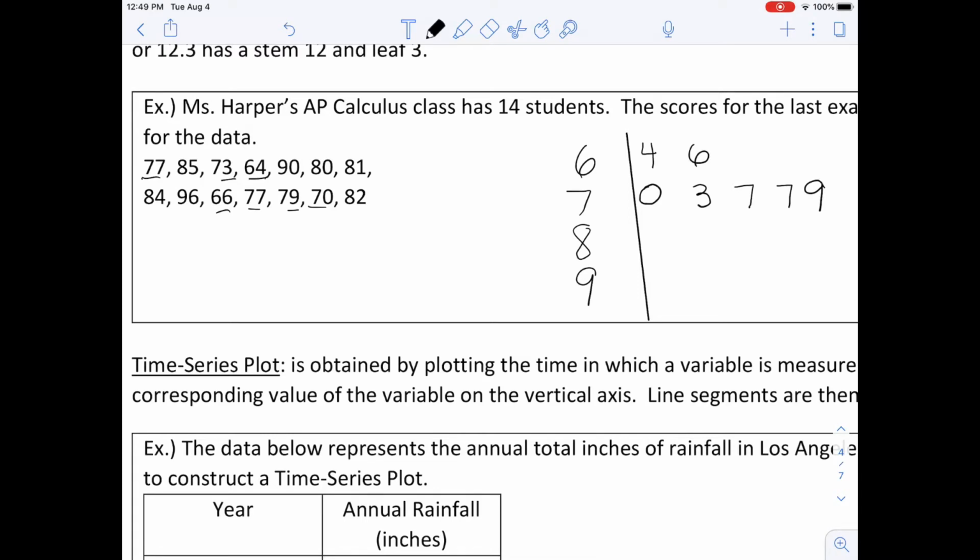And then we're going to go ahead and look at the 80s. We have an 80. We have an 81. We have an 82. We have an 84 and an 85. Then we have a 90. We only have a 90 and a 96.